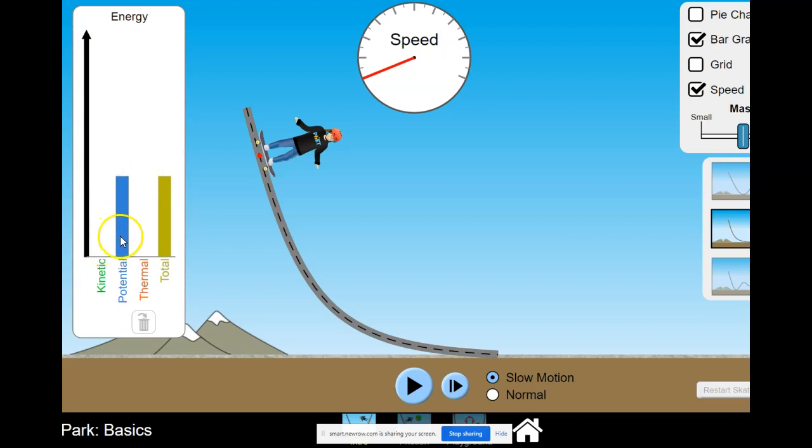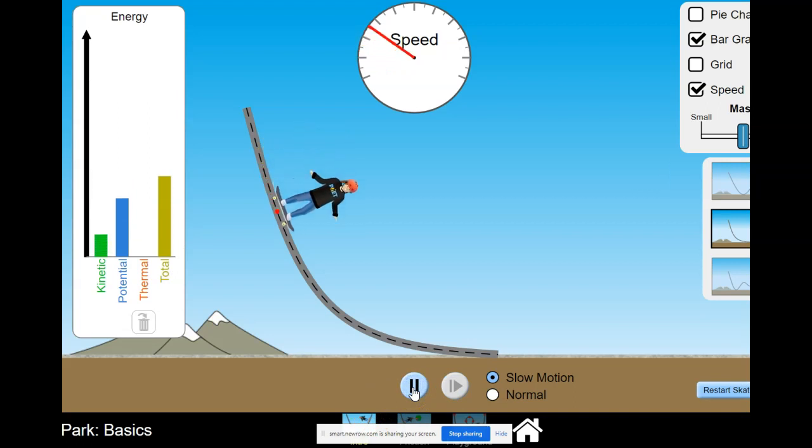Smiley face emojis in the chat if that makes sense. You're at zero speed. You're at the highest point. That means you must have all potential energy. All potential energy. Cool. Now let's go ahead and go a little bit further.